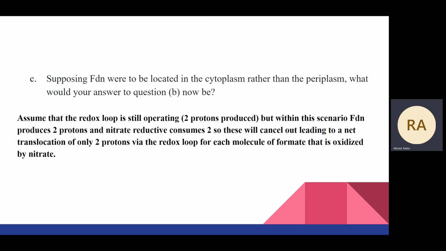So the answer to C is to assume that the redox loop is still operating, so 2 protons are still being produced. But within the scenario, FDN produces 2 protons and nitrate reductase consumes 2. So these will cancel out, leading to a net translocation of only 2 protons via the redox loop for each molecule of formate that is oxidized by nitrate.